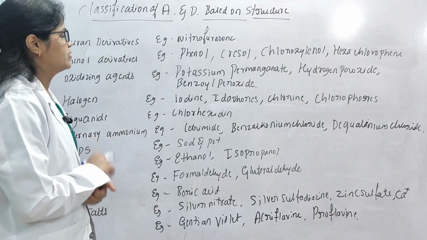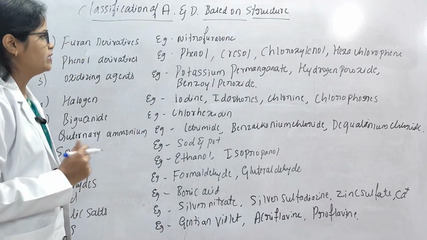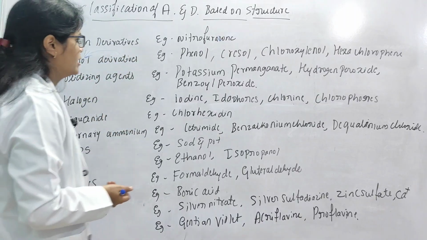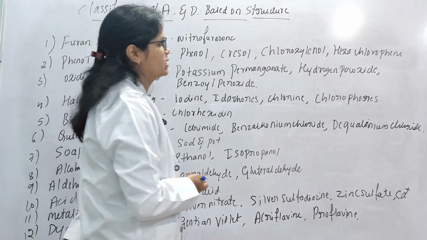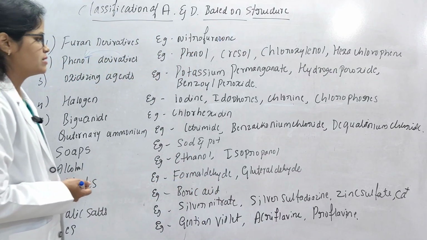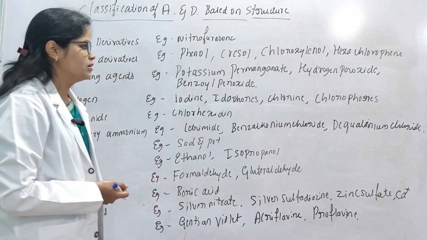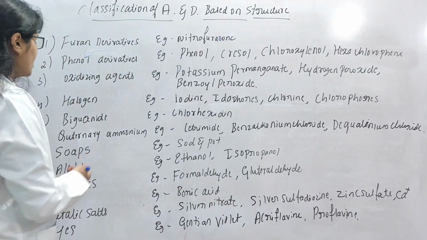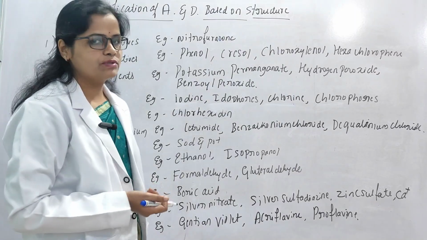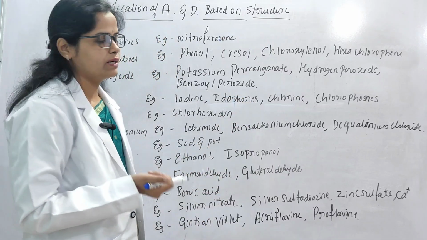Here, an example for the furan derivatives is nitrofurazone. Phenol derivatives means these are derived from phenol. Examples: phenol, cresol, chloroxylenol, hexachlorophene. Next is oxidizing agents. Examples are potassium permanganate, hydrogen peroxide and benzoyl peroxide. And next halogens. Examples for halogens are iodine, iodophores, chlorine and chlorophores.